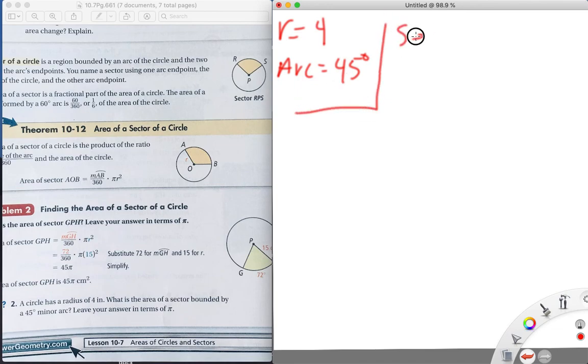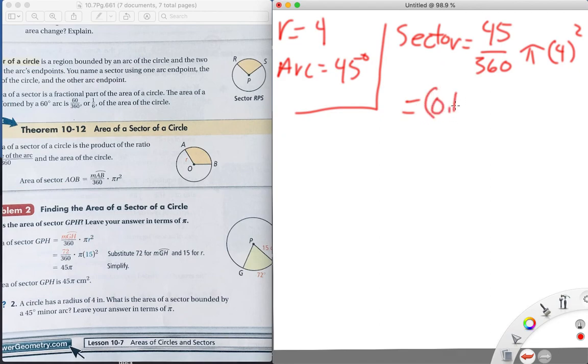We know that the area of a sector is equal to, in this case, 45 over 360 times pi times 4 squared, which equals, again, you would probably have some type of fraction you would have to simplify. I'm not going to do that right this moment, but I'll put it in decimal form. 1/8 times 16 times pi.